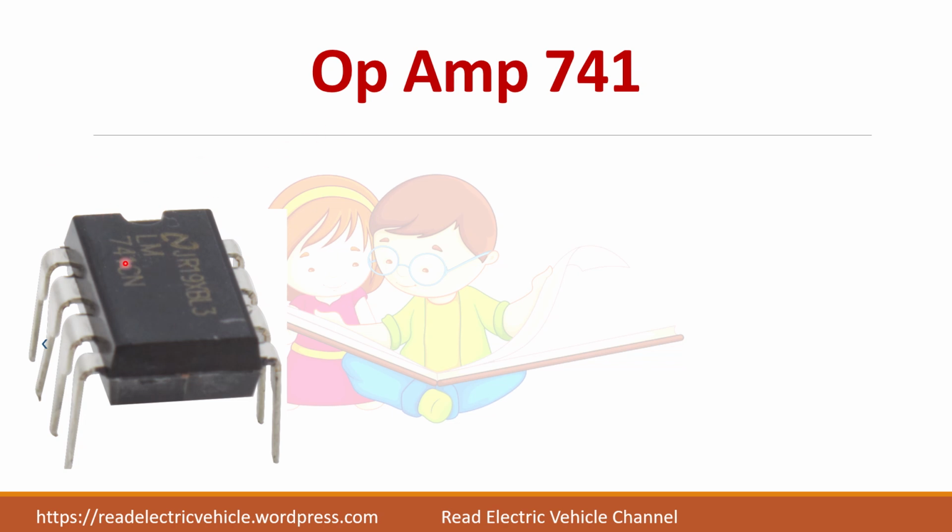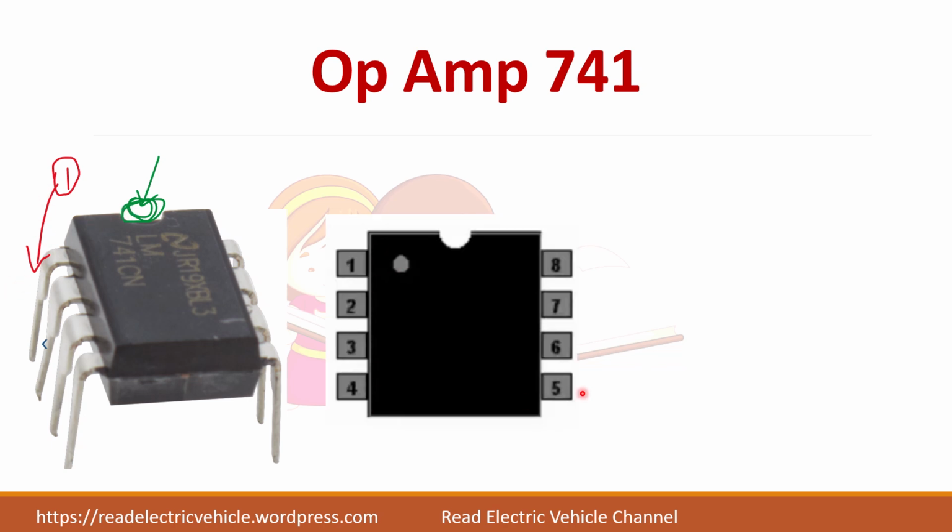Now if you take an op-amp, you can see a small notch here. What is the use of this? This indicates the starting point or the pin number 1 of the IC. So it is almost common for most of the ICs. You can see here, to the left of this notch you have the number 1. If you see here the front view of this one, the numbering will be like this. So this is 1, 2, 3, 4. Then 5 starts from this side. So this is 5, 6, 7, 8.